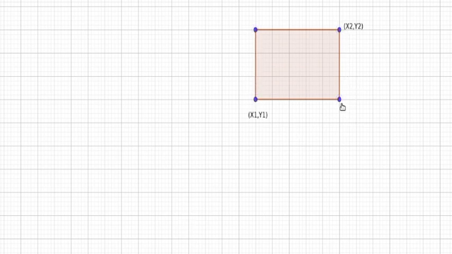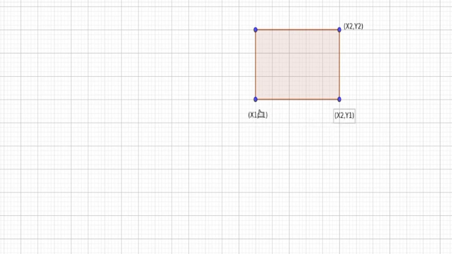Then what about the coordinates of this point? What are the coordinates of this point? See here, the line is parallel to the x-axis, right? The line is parallel to the x-axis, so the y coordinates are the same. So the y coordinate of this point is y1. See here, the x coordinates are the same on this line because it is parallel to the y-axis, so the x coordinate is x2, right? So (x2, y1) are the coordinates of this vertex. So let us write that: the coordinates of this point are (x2, y1).